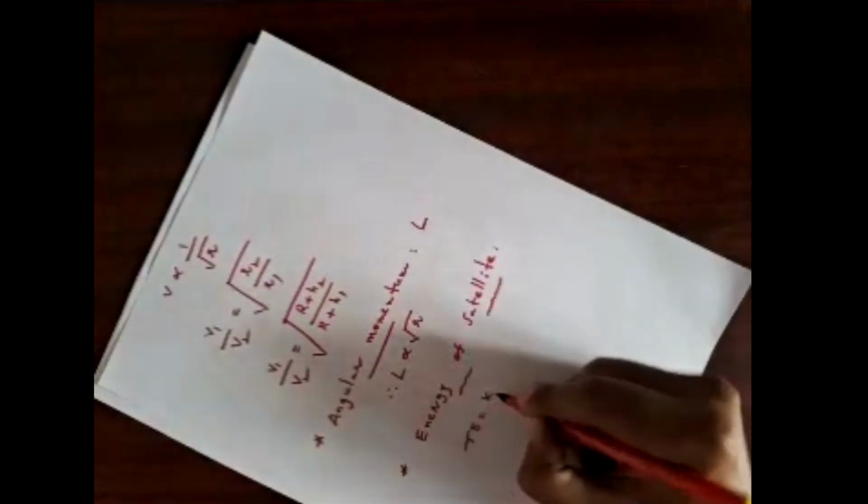So at first I'm taking the total energy. This is very, very important. The total energy of the satellite is nothing but the sum of the kinetic energy and potential energy. So the total energy of the satellite is minus G capital M small m by 2 into R plus H. Based on this, in 2009, 2005 as well as 1991, they asked the question based on this total energy of the satellite.